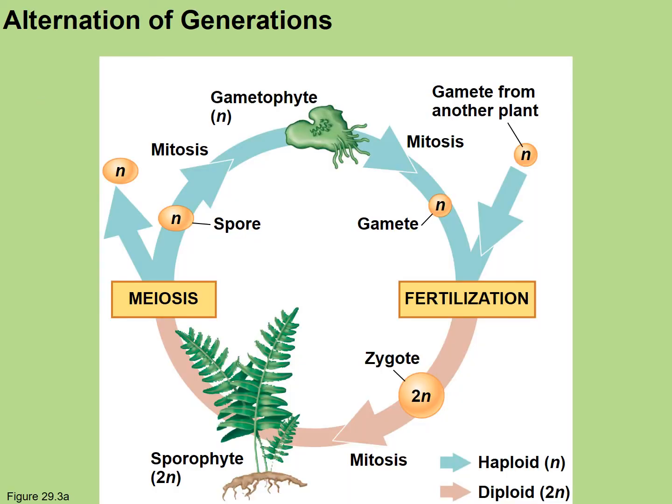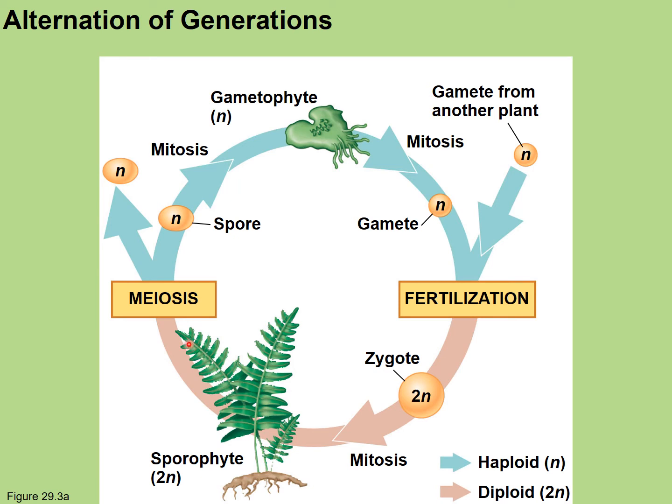All right, so let's look at the alternation of generations. This is the general alternation of generations of a fern. This shows the sporophyte of the fern. Let's start with the sporophyte. The sporophyte is going to produce the spores.